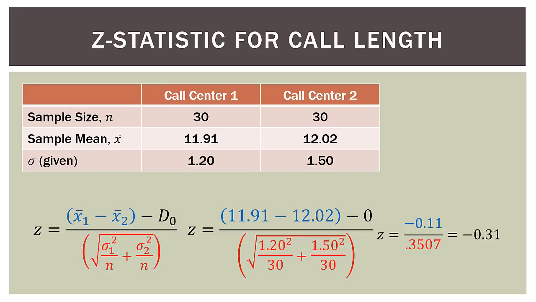So when we go ahead and divide negative 0.11 minutes by the standard error of 0.3507, we get a z-score of negative 0.31. The negative 0.11 minutes is 0.31 z's below 0. And again, we'll see how that works in the next slide visually. But remember, we're calculating a z-score here.